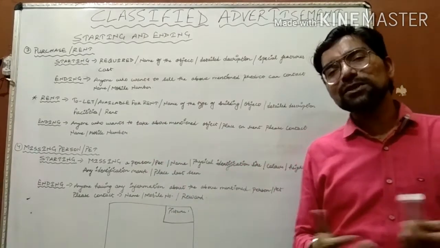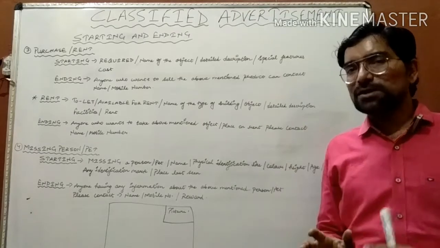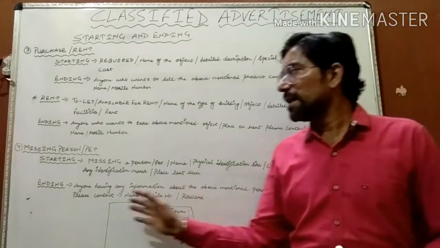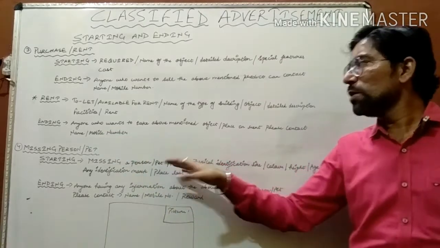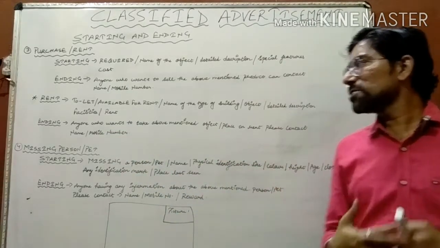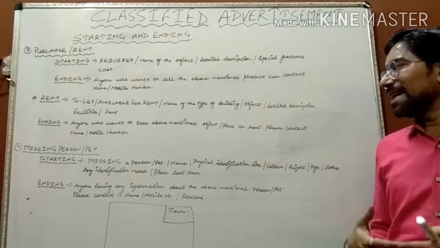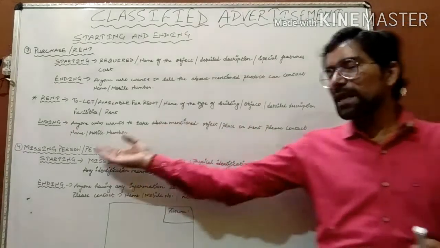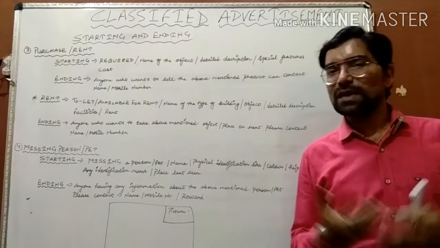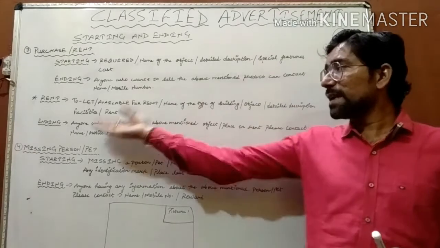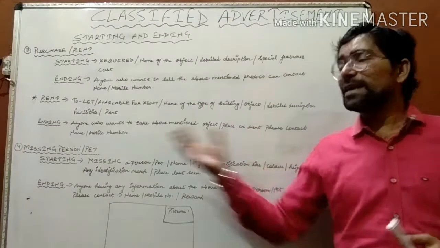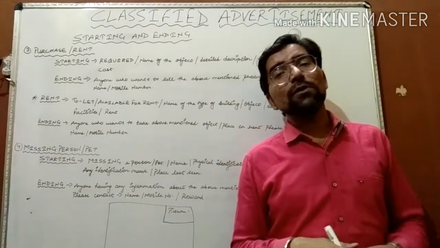Once again, the rent should be given in range. Now what is going to be the ending? Anyone who wants to take the above mentioned object on rent, please contact name and mobile number. As simple as that. Now what is going to be the second option of writing this classified advertisement for rent?